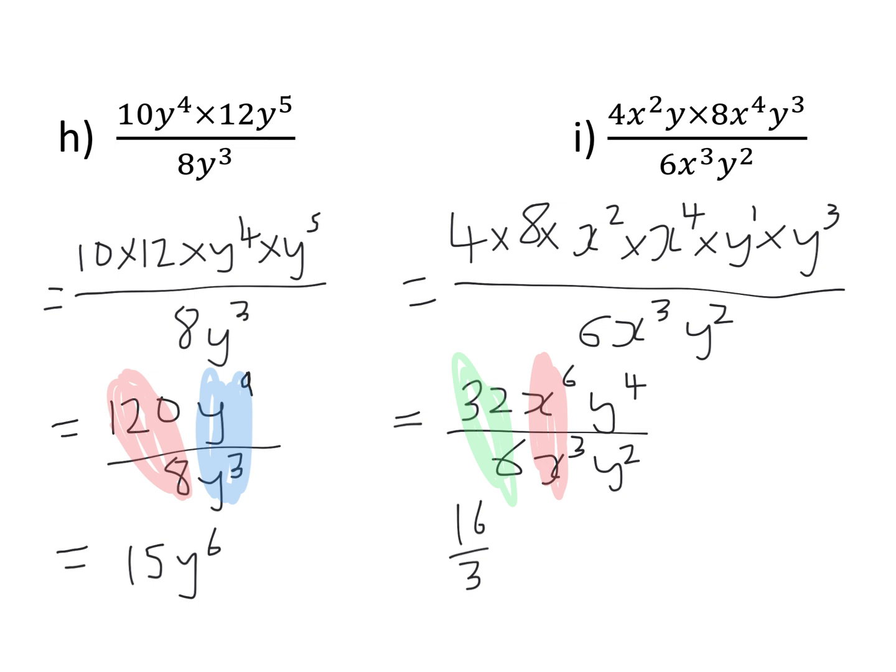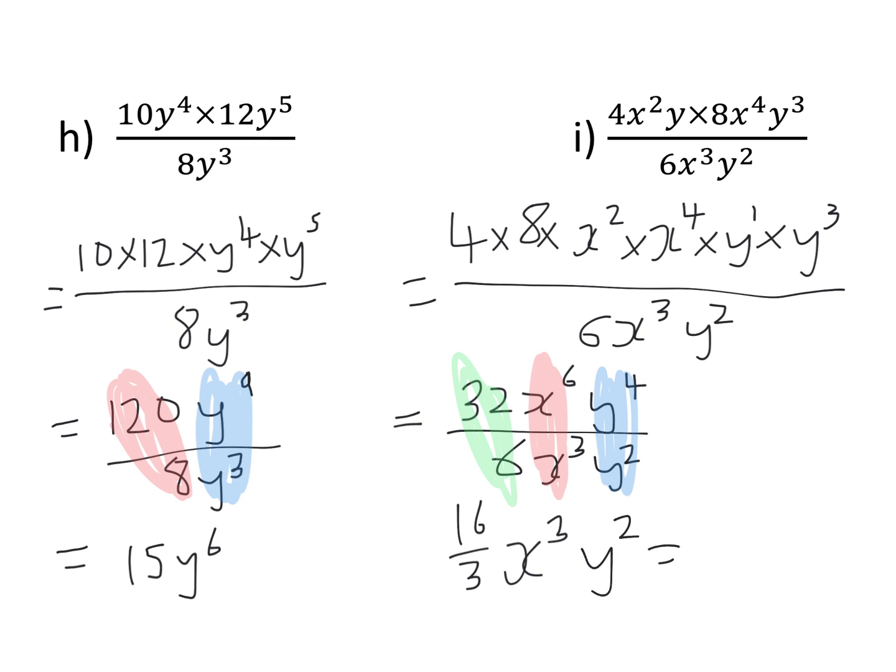X to the 6 divided by x to the 3. We subtract the powers there, so we get x cubed. And y to the 4 divided by y squared gives us y to the 4 minus 2, which is y to the 2.